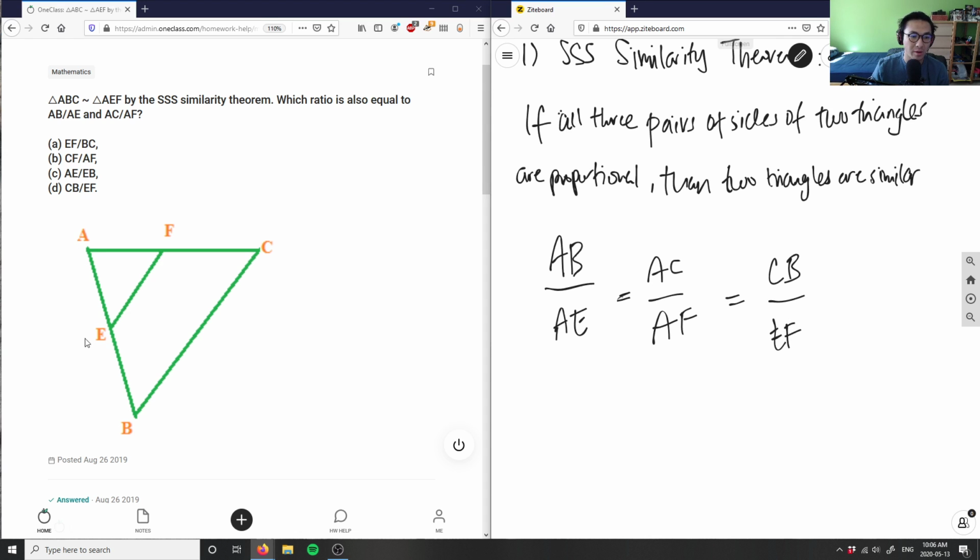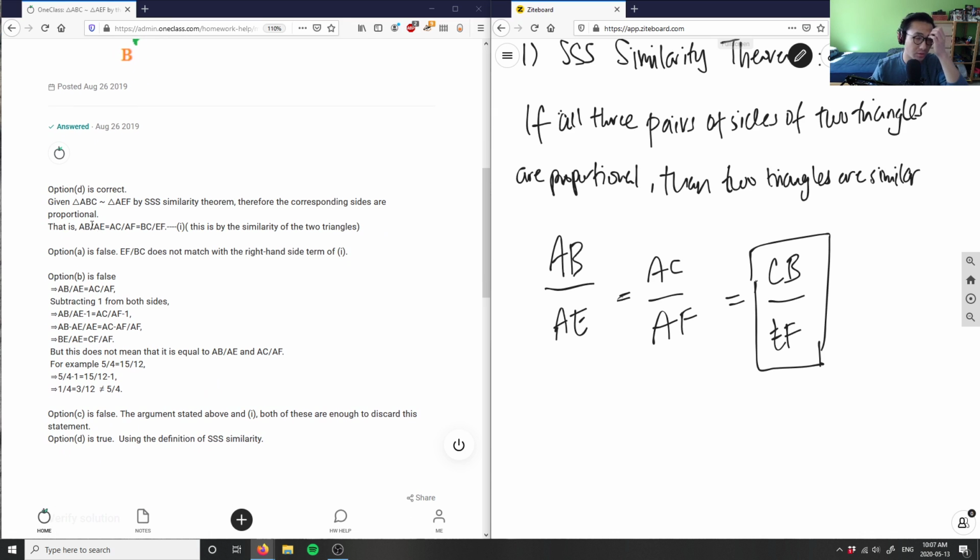So again, the bigger triangle ABC versus the smaller triangle AEF. Again, the bigger side over the smaller side here is the ratio. So therefore, D is our correct answer. Right? CB over EF is our correct answer here, based on the side similarity theorem, or SSS similarity theorem. As you can see here, the answer is also correct. So option D is correct.